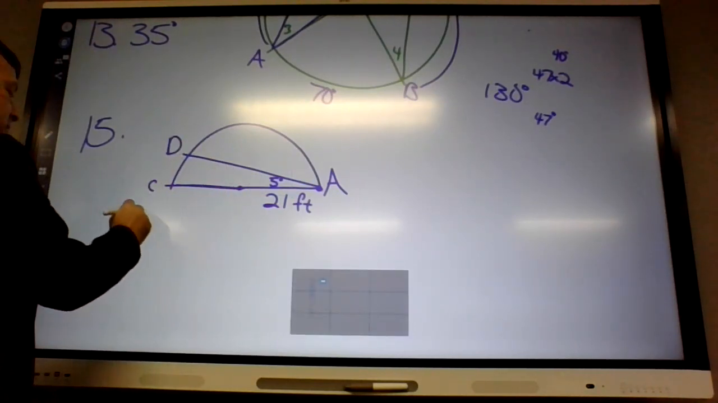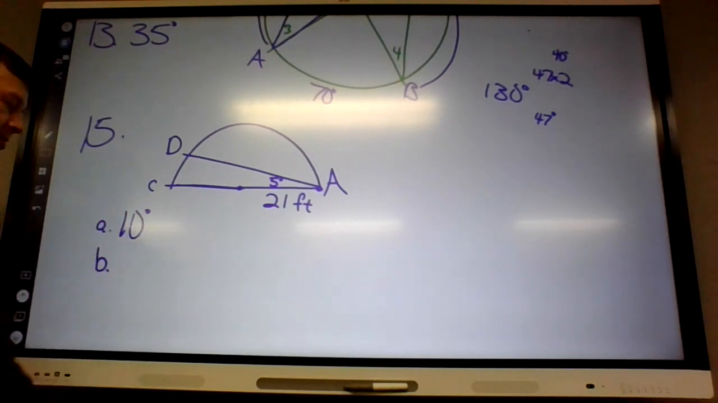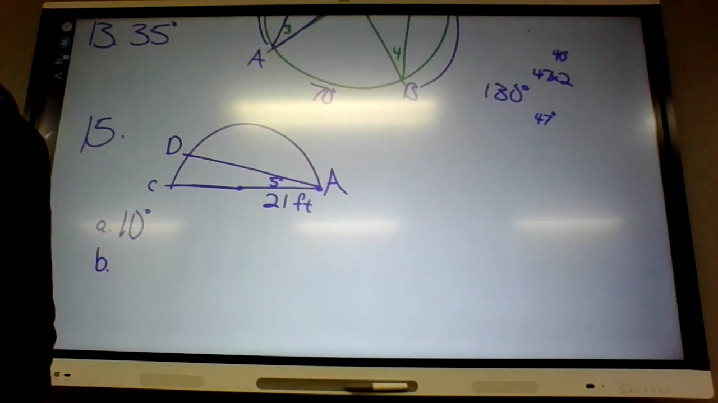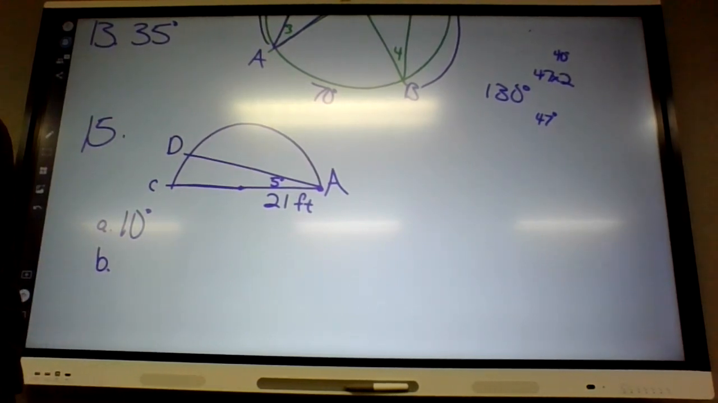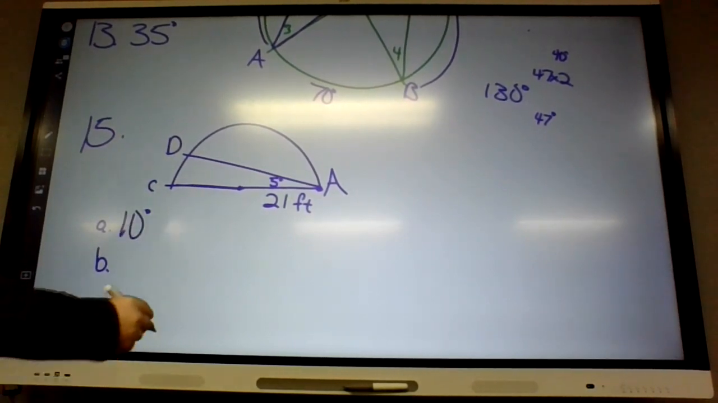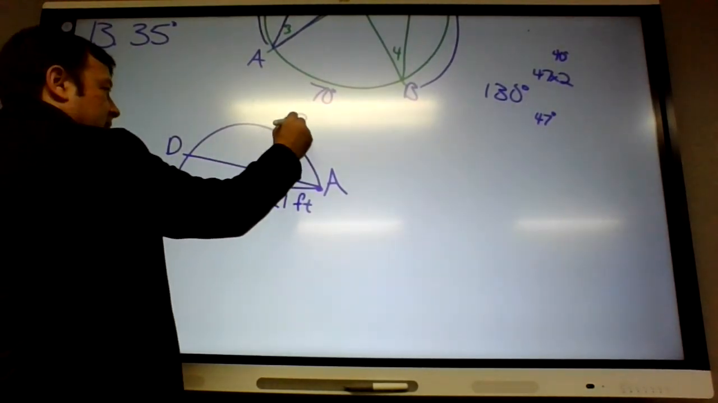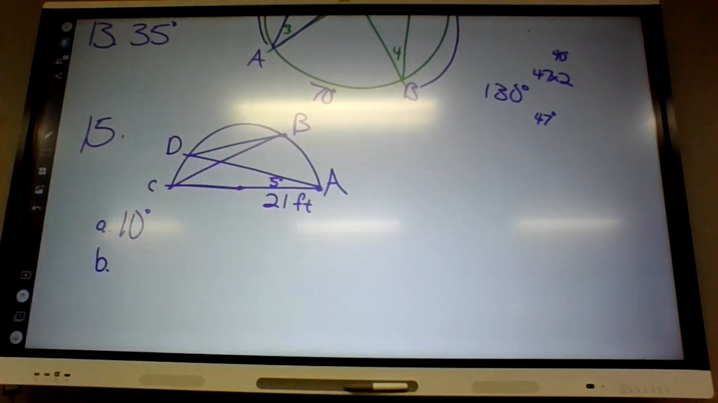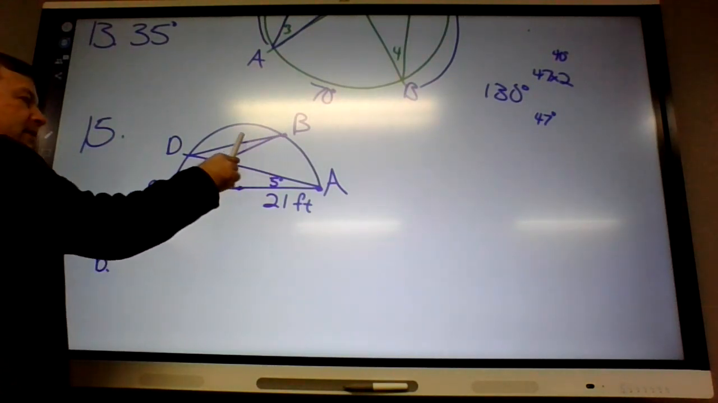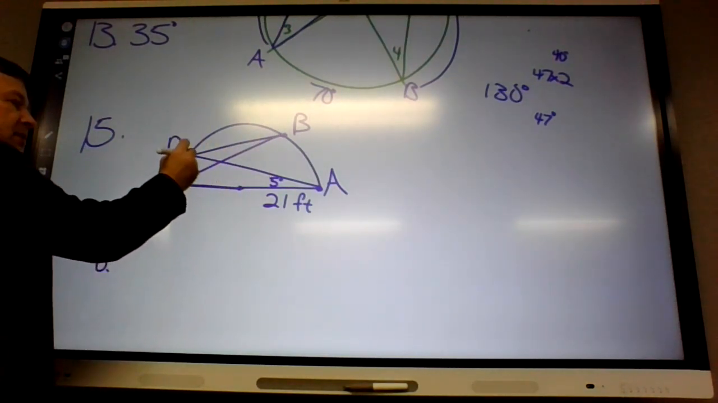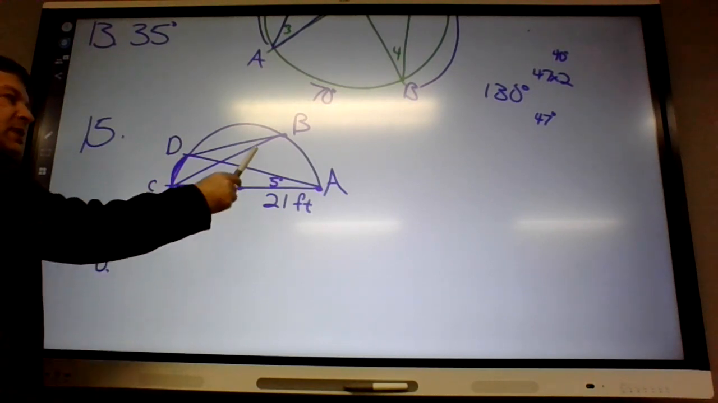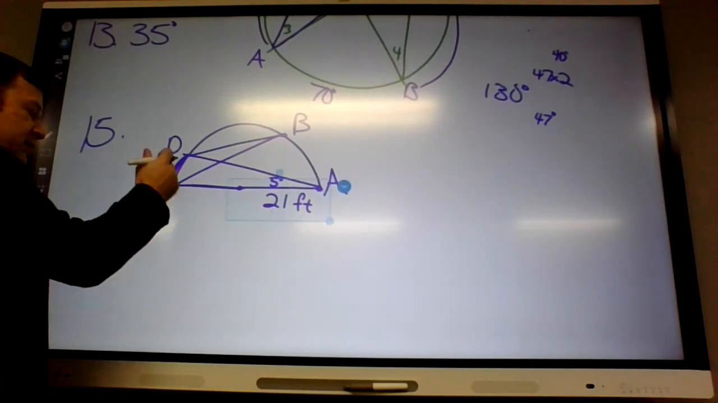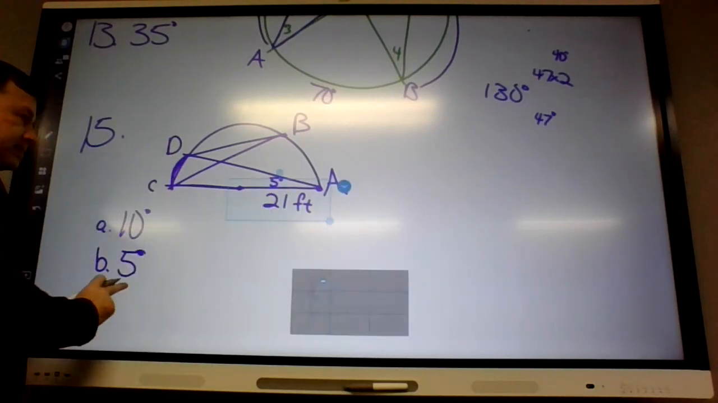If this is 5 degrees to D, what is this arc right here? 10. And what's the next question? Measurement of angle B. So angle B is like over here. Well, what's special about angle B? It's intercepting arc DC also. So what's angle B have to be? Same thing as angle A, 5 degrees. They have the same arc. They have to be the same.